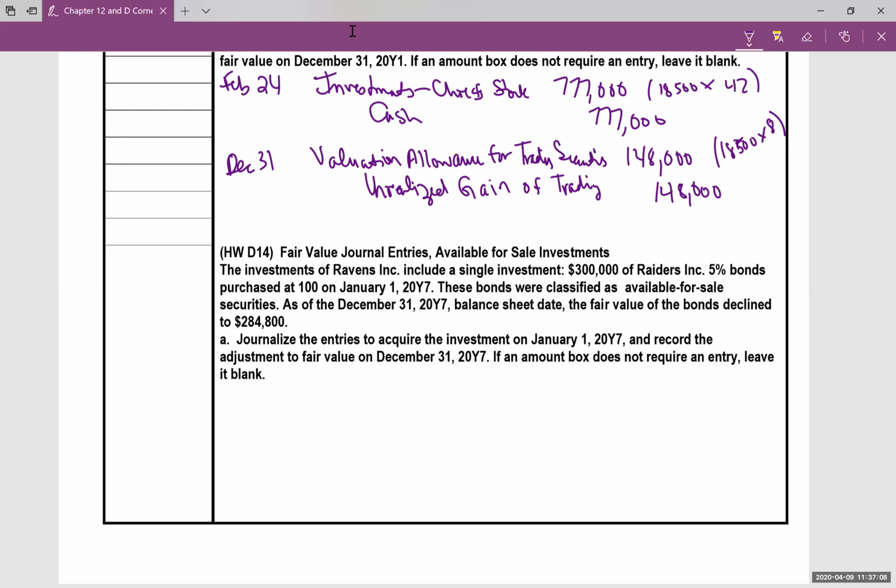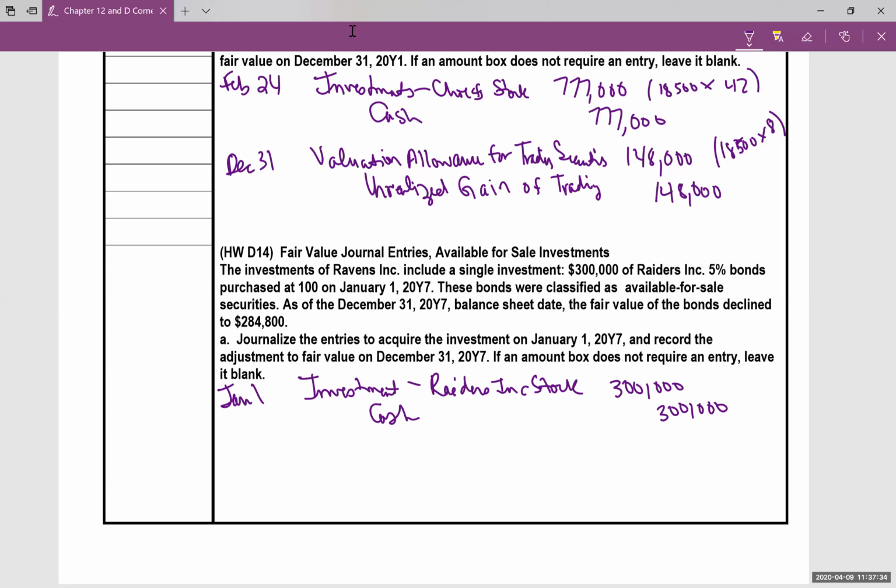Okay, so January 1st, let's see what it looks like when they acquired the stock. It's investment, and then you do a hyphen and you say what the investment was. Raiders Inc. stock. They paid $300,000. And of course, they paid with their cash.